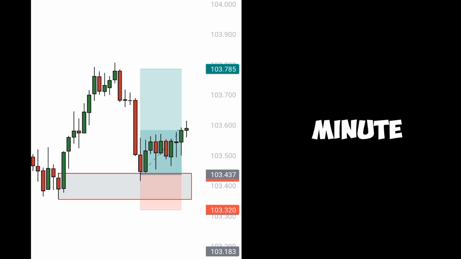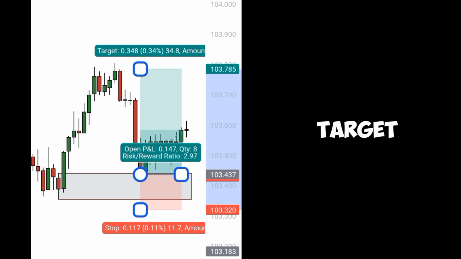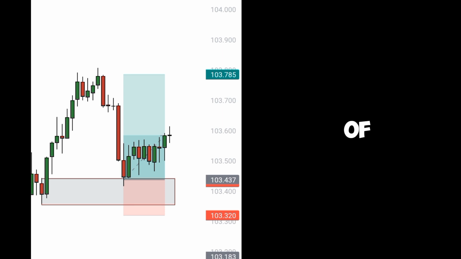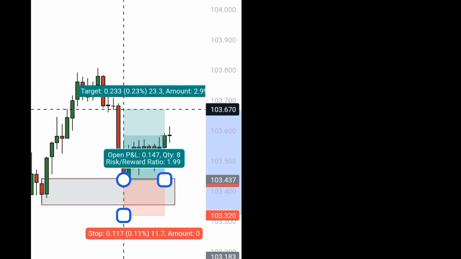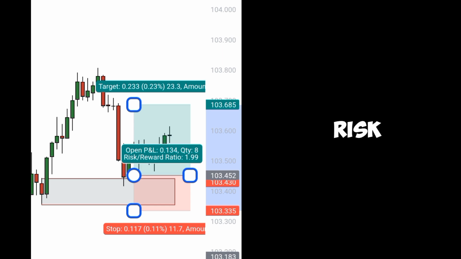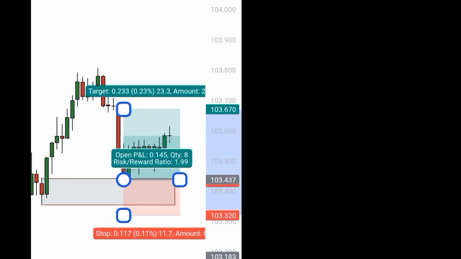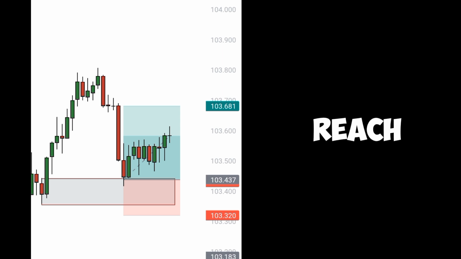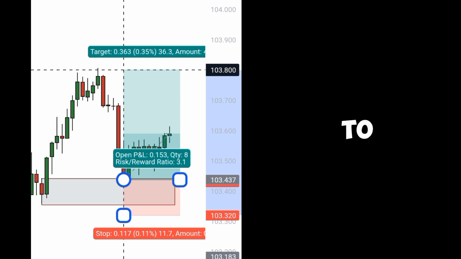Now this is the 15-minute time frame. My stop loss is 11 pips, as you can see. My target is 34 pips. Now whether I should make use of a 1 to 2, so this is a risk reward ratio of 1 to 2, which seems quite easy to reach, right? Or you can make use of a 1 to 3.